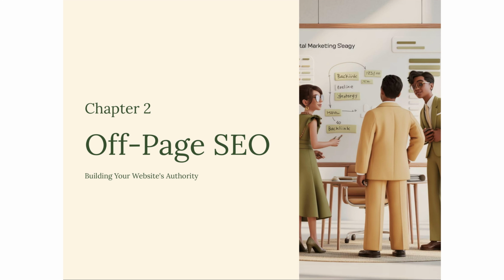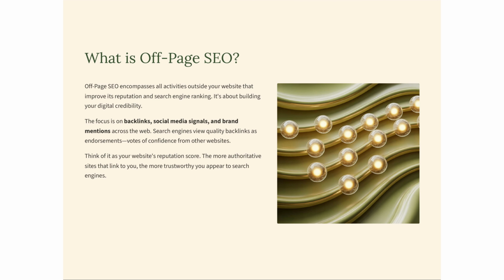Off-page SEO focuses on enhancing your website's authority through external activities. Key elements include acquiring quality backlinks, leveraging social media signals, and gaining brand mentions. These factors collectively boost your site's reputation, as search engines interpret backlinks from authoritative sites as endorsements, enhancing your credibility and search ranking.